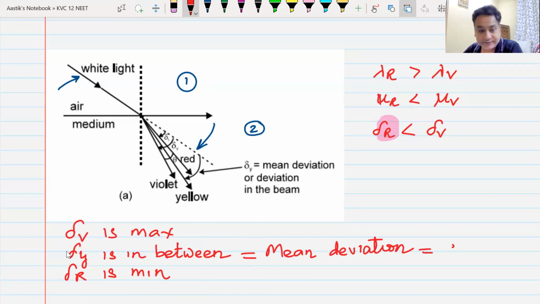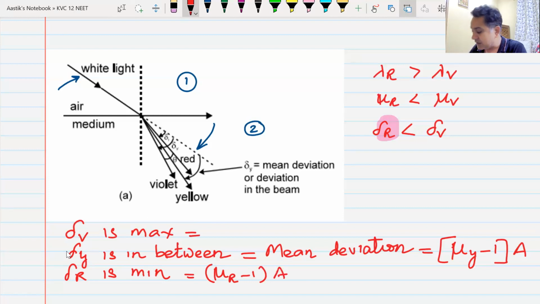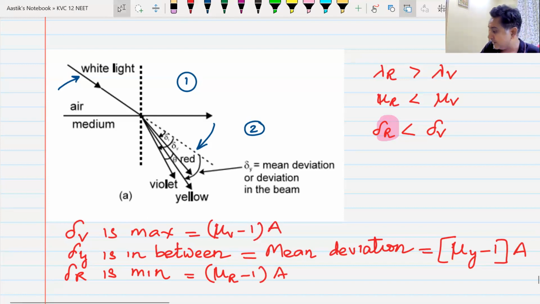mean deviation as mu yellow minus 1 multiplied by A. Do we understand this? Where A stands for the prism angle, mu y stands for the refractive index for yellow. Similarly, you can write the deviation of red light as mu r, the refractive index for red, minus 1 times A. Similarly, you can write the deviation for violet light as mu for violet minus 1 times A. Am I clear with everyone? Yes, sir. Everyone understands this? Everyone, I guess, is noting it down.